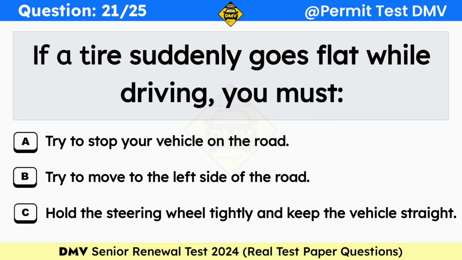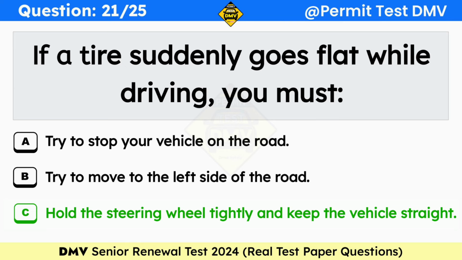Question 21. If a tire suddenly goes flat while driving, you must Option A, try to stop your vehicle on the road. Option B, try to move to the left side of the road. Option C, hold the steering wheel tightly and keep the vehicle straight. Correct answer, Option C, hold the steering wheel tightly and keep the vehicle straight.